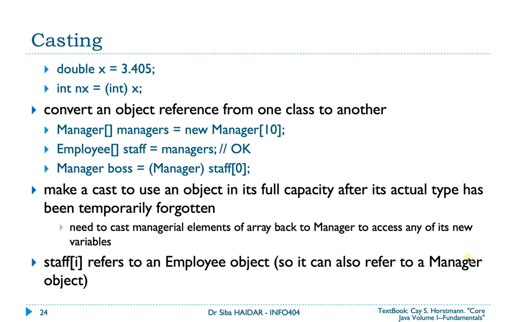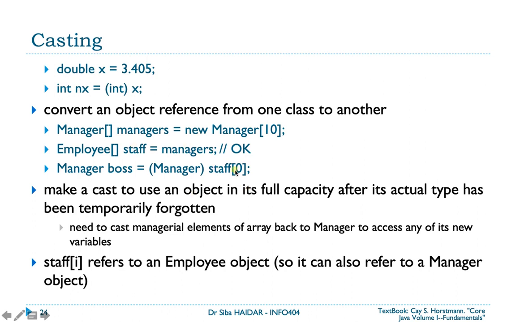Now we arrive at casting. Just like casting between primitive types, you can convert an object reference from one class to another. It's the opposite of polymorphism. Polymorphism is implicit. You can easily put a manager object inside an employee object reference. But the opposite: if you have managers, new Manager, and a staff, which is an array of employees, to refer to managers, and then you say Manager boss equals manager cast to Manager, the staff of 0.